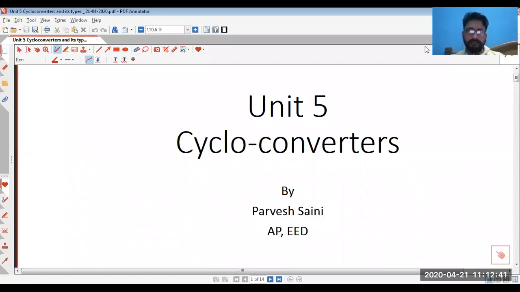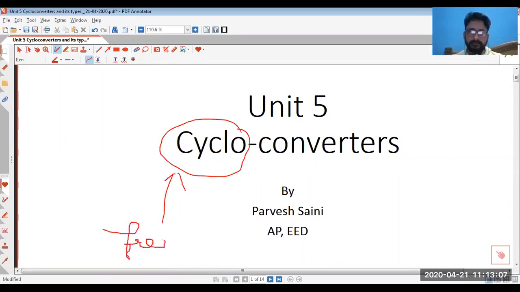We will start with the next section of unit number 5, which is cycloconverters. Basically, cycloconverters, as the name indicates, in this, cyclo means cycle, and cycles means frequency. So this part indicates the frequency of some signal. Now, which signal, we will see.